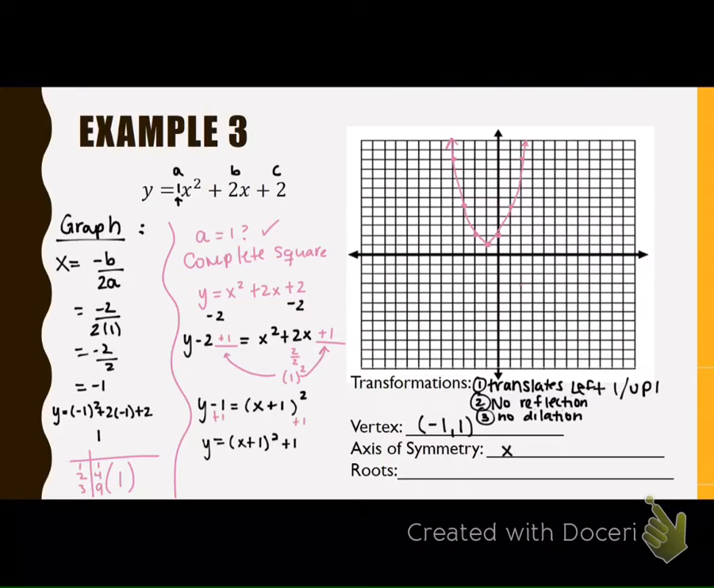X equals negative 1. Good. And Connor? Stay awake. Justin Powers, what are my roots? They're imaginary, or there's no real roots. Okay, we're going to do one more of these and we're going to look at a word problem.